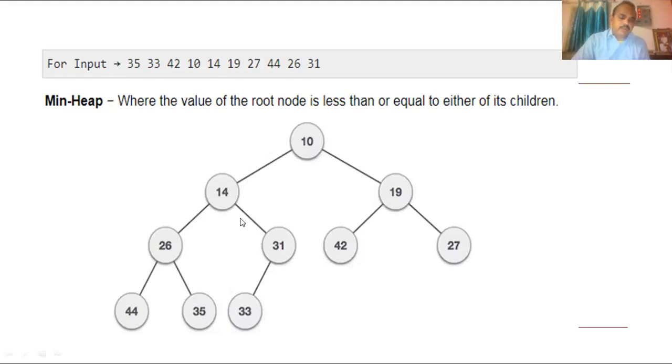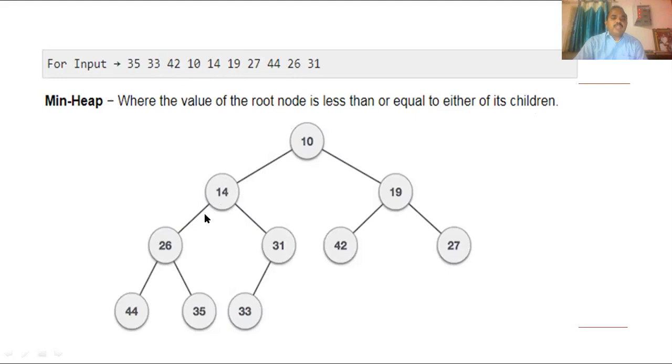This is an example. These are the elements to generate a minimum heap, where the minimum element, 10, must be the root node. Clear? The value of the root node is less than or equal to either of its children. So this is a leaf node. That's why this is called a minimum heap. Which is the least value? 10. So that's why this is a minimum heap.